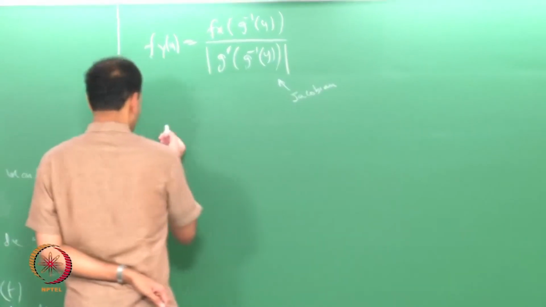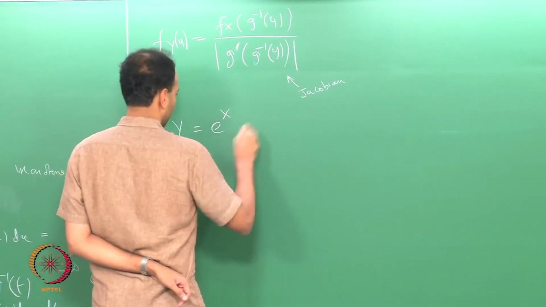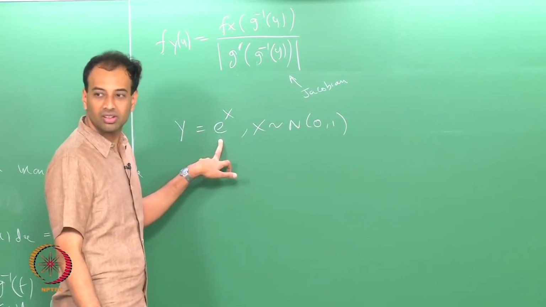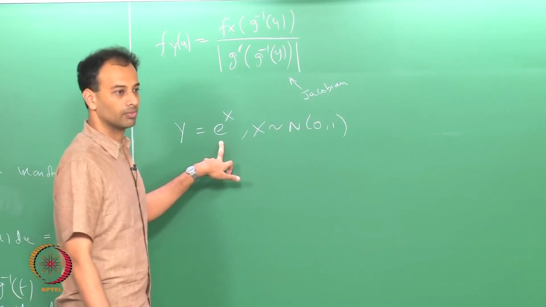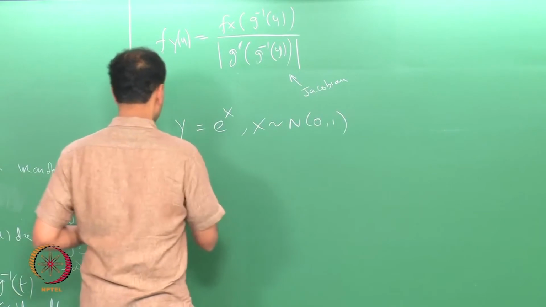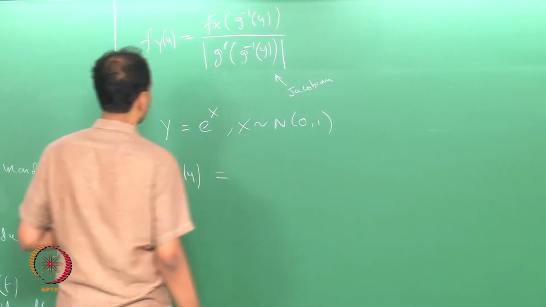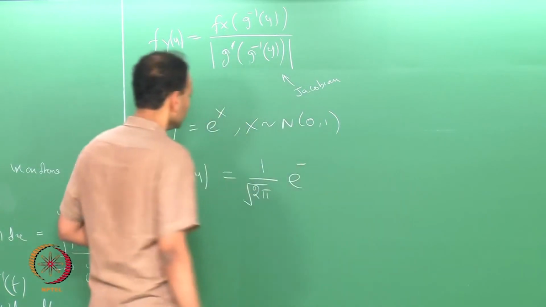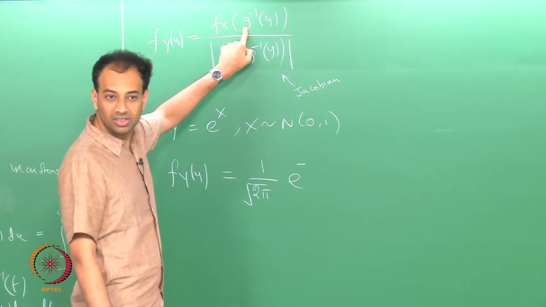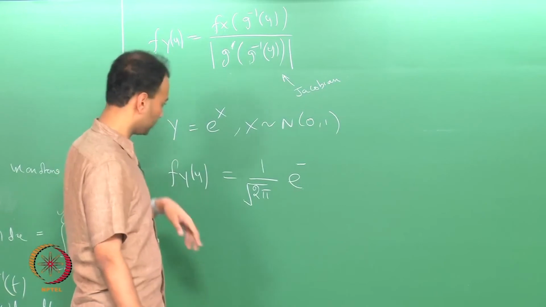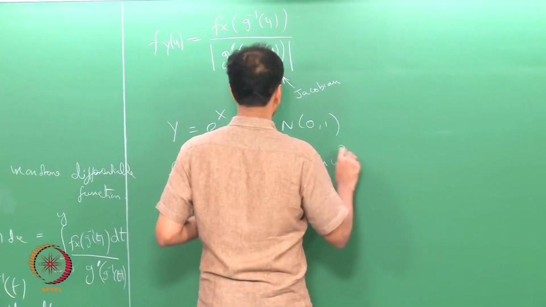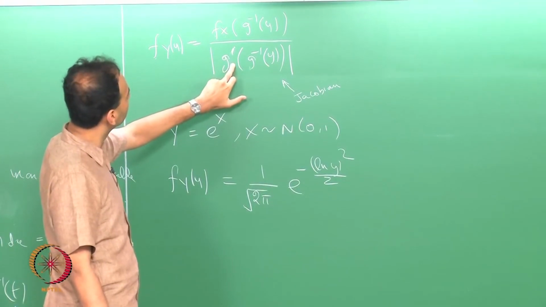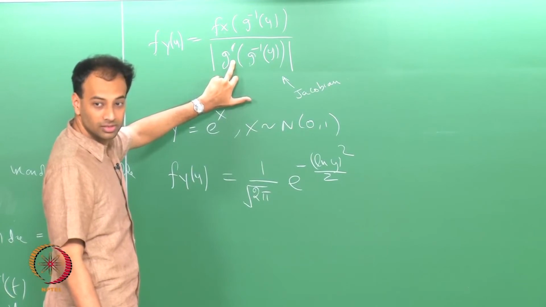For example, the example we had yesterday, if you had y equal to e power x, x is normal 0 1. E power x is a monotone increasing differentiable function, so you can use this formula. What will you have? You will have f y of y is equal to f x, which is 1 by square root of 2 pi e power minus x square over 2, but in place of x I have to write g inverse y. What is g inverse y? Log y, so e power minus log y squared over 2, but I also have the Jacobian sitting in the bottom. So, I have to take the derivative g prime of g inverse of y. What does that give me?